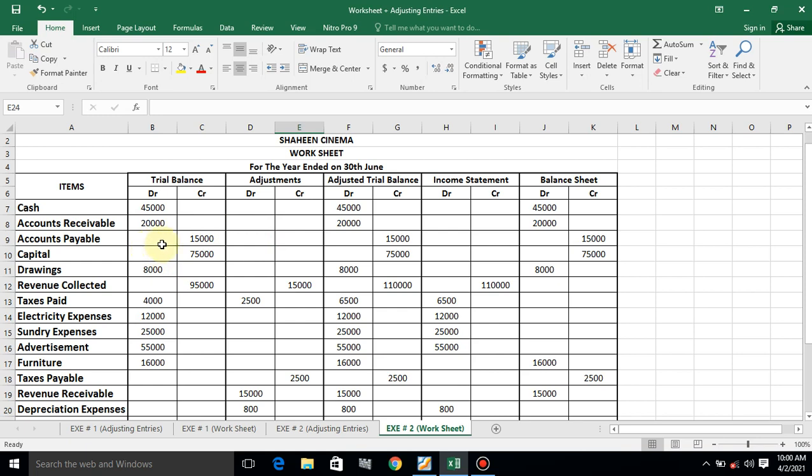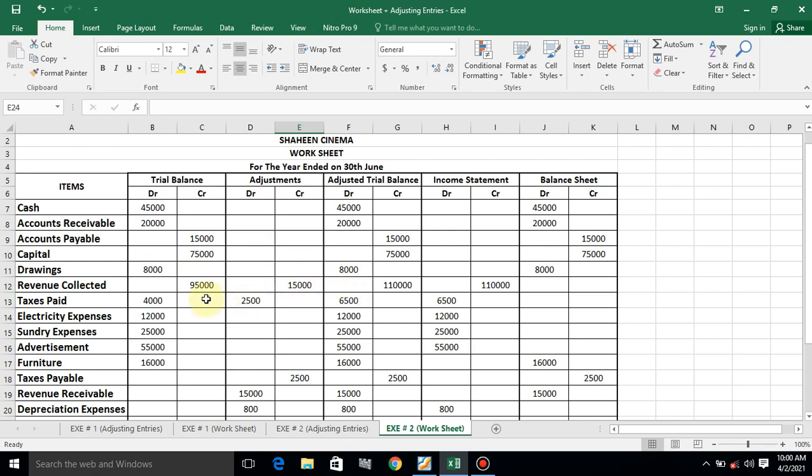Then moving towards accounts payable, which is 15,000 on the credit side, it will come as it is in the adjusted trial balance on the credit side. Then we have capital 75,000 in the trial balance on the credit side, so it will also be written on the credit side in the adjusted trial balance, because no other working is done in the adjustments column. And then we have drawings. Drawings will also come as it is in the adjusted trial balance.